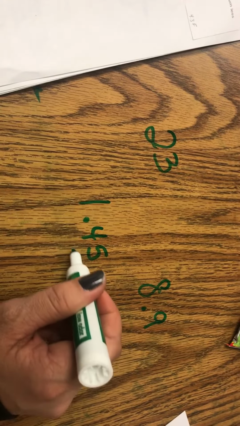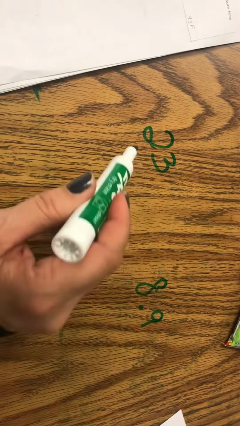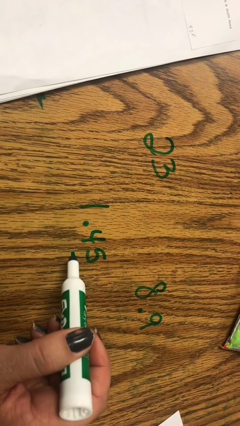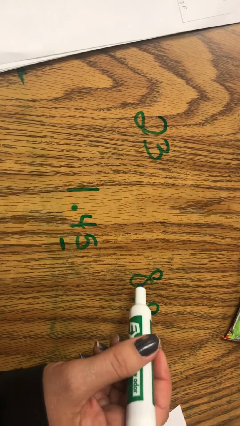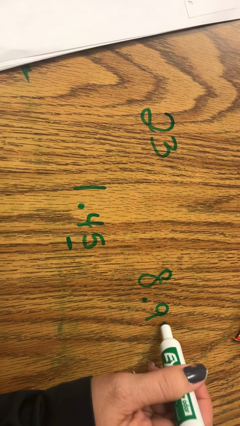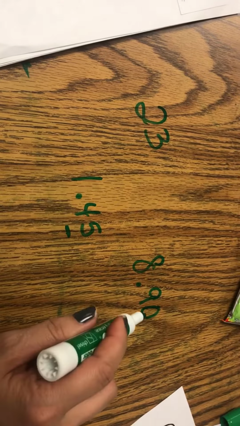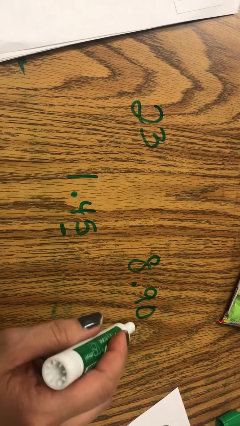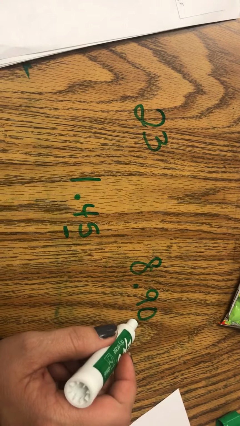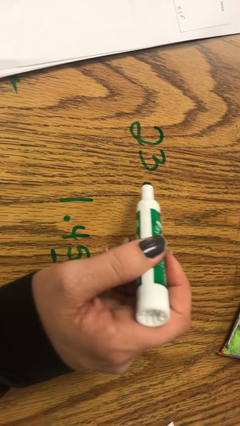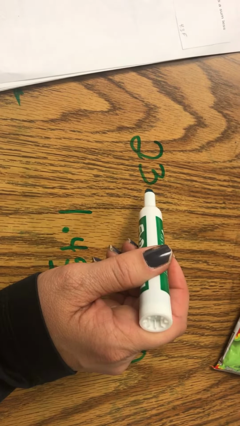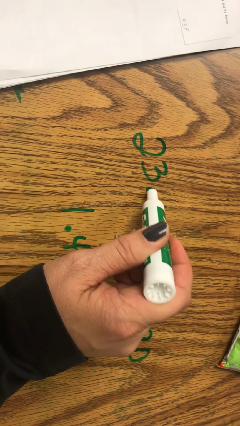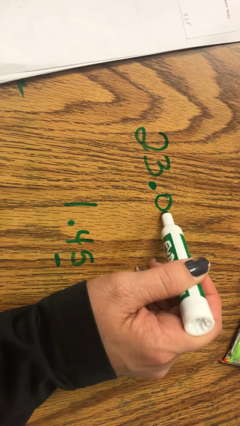Because 1 and 45 hundredths goes all the way to the hundredths place, we want to make sure that we make the other numbers go all the way to the hundredths place before we add them. For the number 8 and 9 tenths, I'm going to put a 0 in the hundredths place, because adding that 0 is not going to change its value. And now it is 8 and 90 hundredths. And then this 23 means 23 wholes. But I can add a decimal point and add 2 zeros, and it doesn't change its value at all.